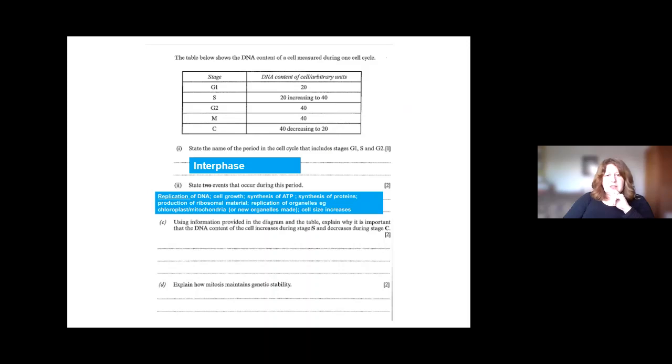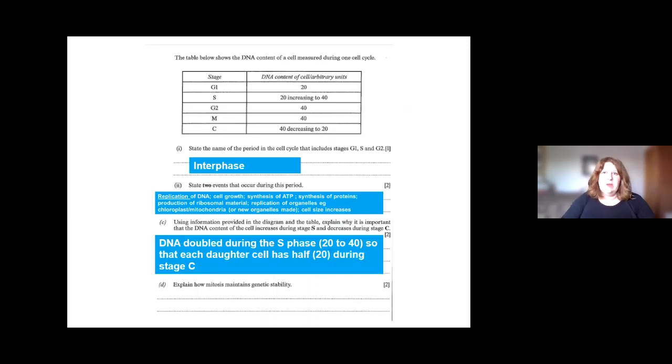Using the information provided in the diagram and the table, explain why it's important that the DNA content of the cell increases during stage S and decreases during stage C. Well, I think I said that when I was going through the table at the top there. You've got to have double the amount of DNA in S so that each daughter cell can get the correct amount of DNA and so maintain the chromosome number and the content. So the DNA is doubled during S. And again, I'm using data from the table, 20 to 40, so that each daughter cell now has half. Make certain that you are saying the obvious things as well.